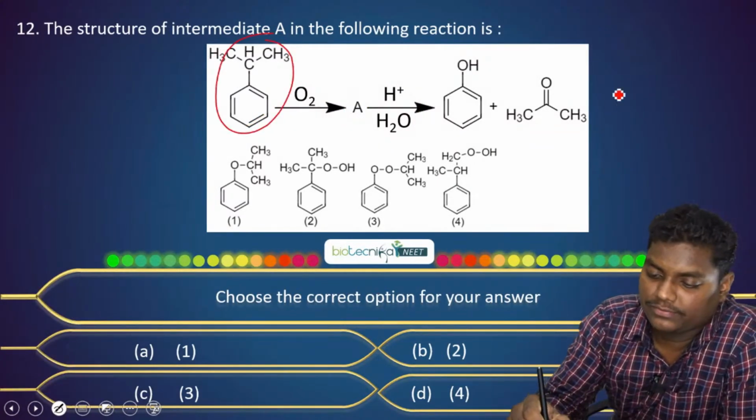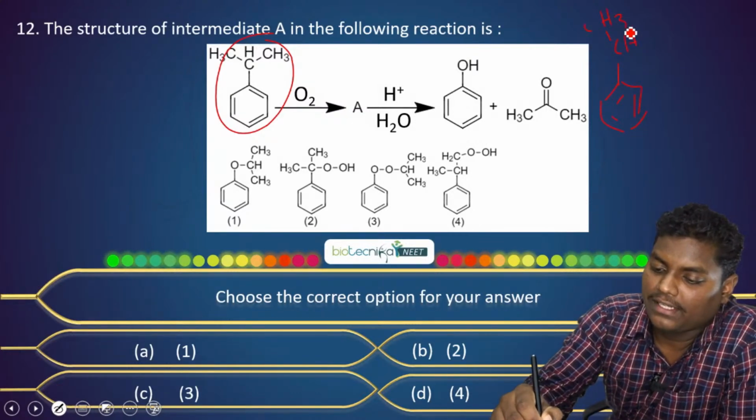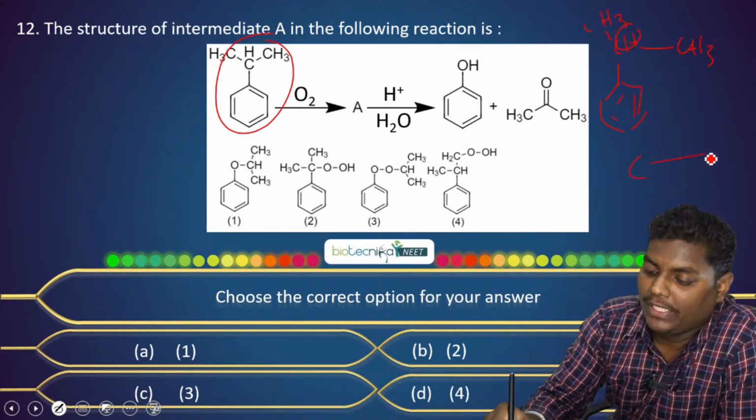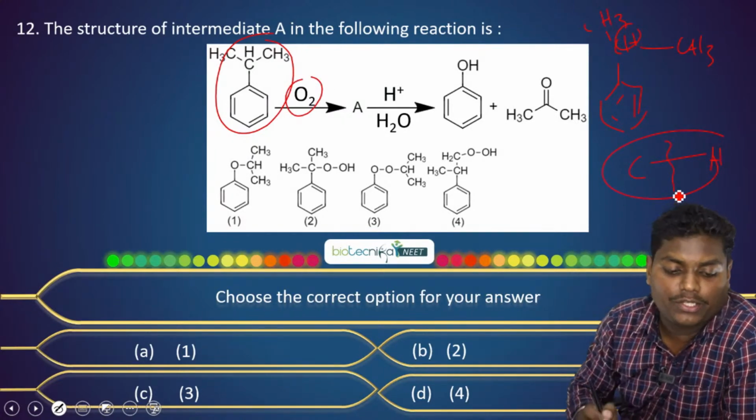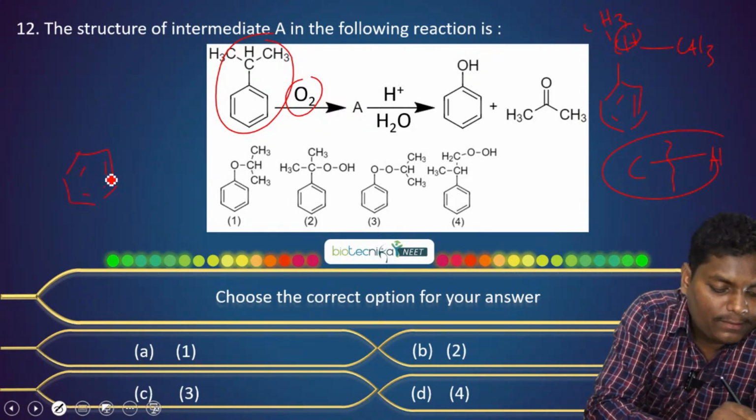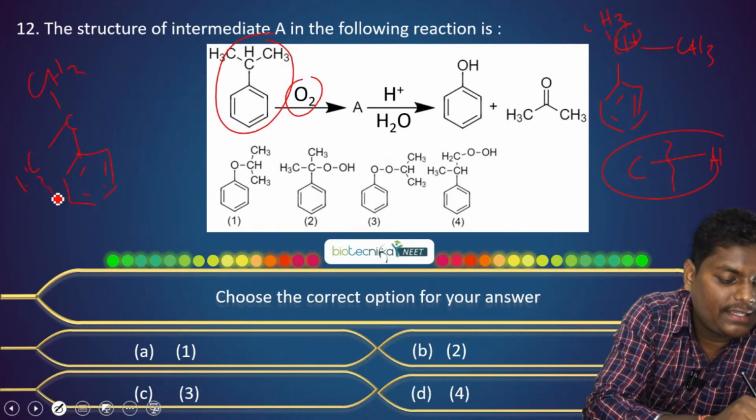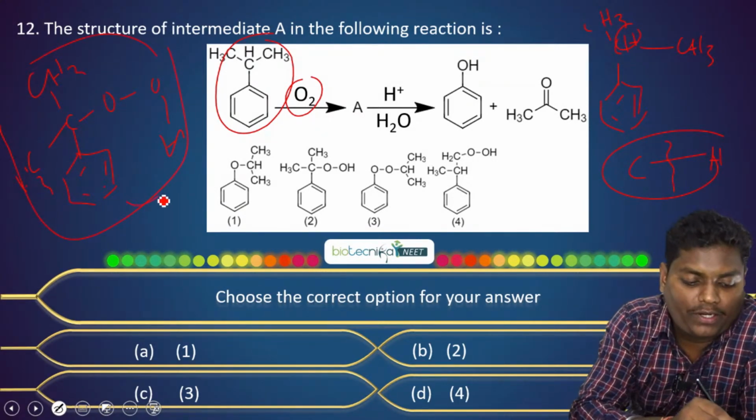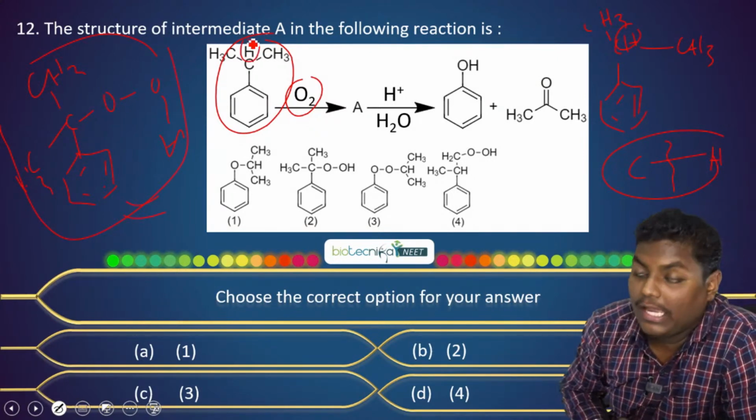We have a cumene here. In the presence of oxygen, it is important to know that between this CH bond, this oxygen molecule enters and there is oxidative addition. So when there is oxidative addition, we will get CH3 OOH. This is the intermediate that we will be getting. It is important to note here that the oxygen molecule enters into the CH bond by oxidative addition.